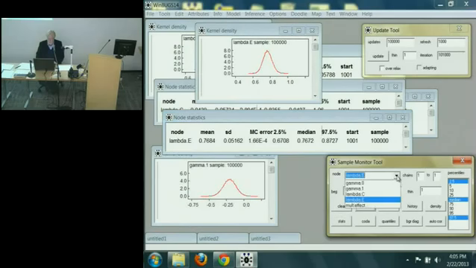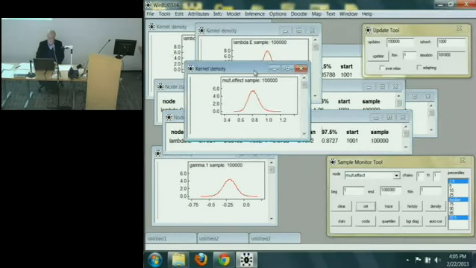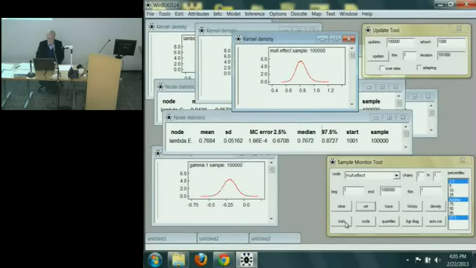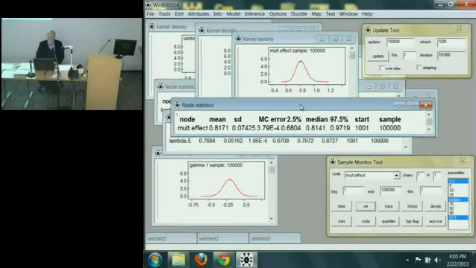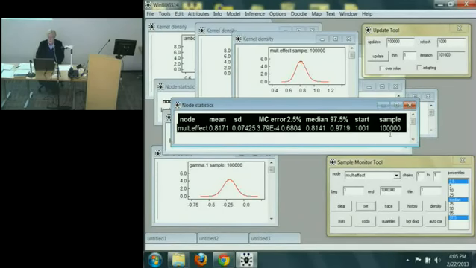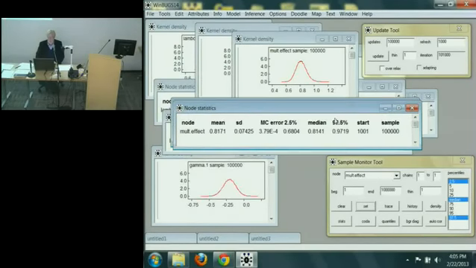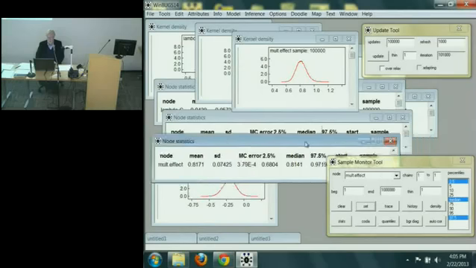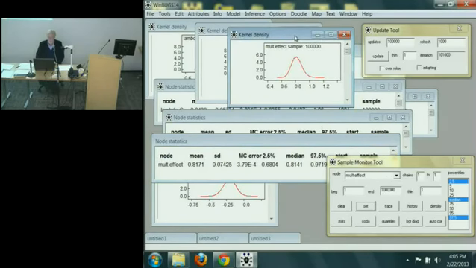And now finally, the multiplicative effect, which is a new quantity for us, has a density that looks like this. And remember, the multiplicative effect is the ratio of the two lambdas. And so if there were nothing going on, the multiplicative effect would be what? It would be 1. And so comparing the multiplicative effect with a null value of 1 is like comparing the slope with a null value of 0. In fact, they're identical in their comparison.